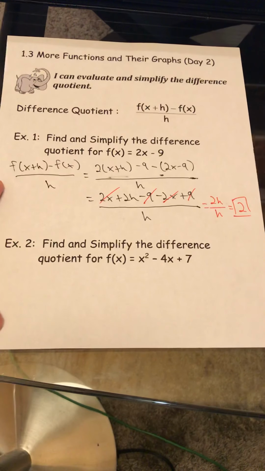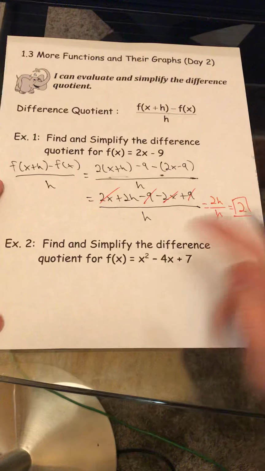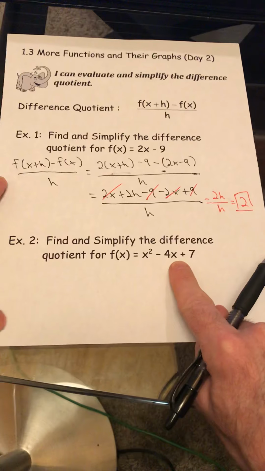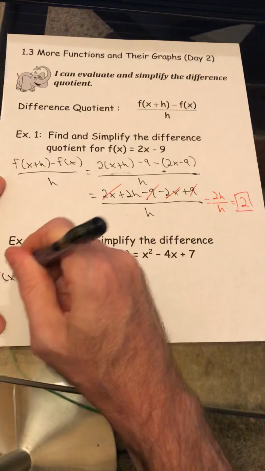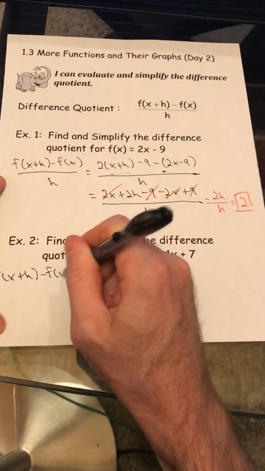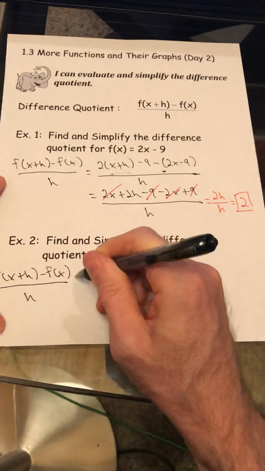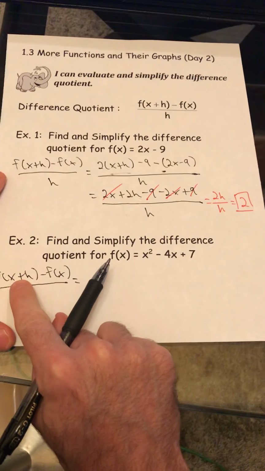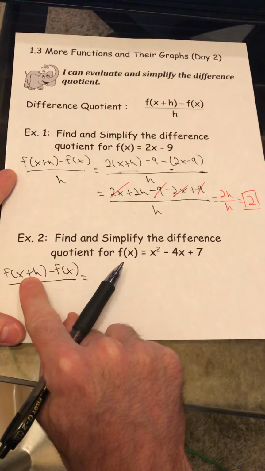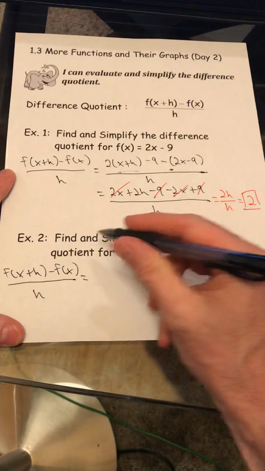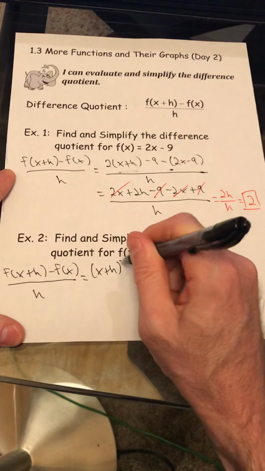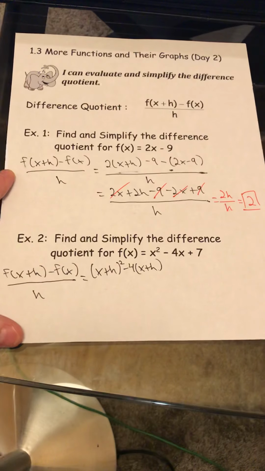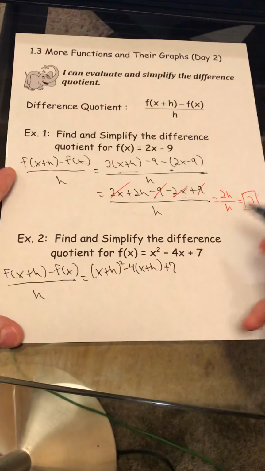We will look at one other example with a quadratic. Again, find and simplify the difference quotient for f of x equals x squared minus 4x plus 7. So again, I am going to write out the actual quotient itself. And now this one's a little different because we are going to have to write in x plus h in two spots. So (x plus h) squared minus 4 times (x plus h) plus 7.